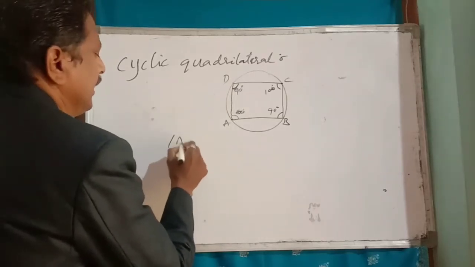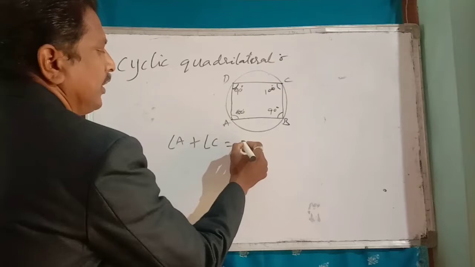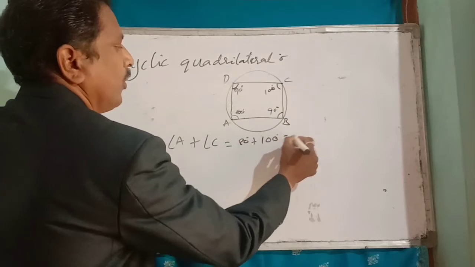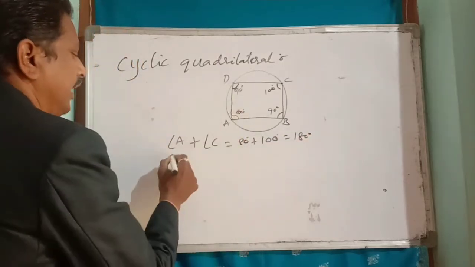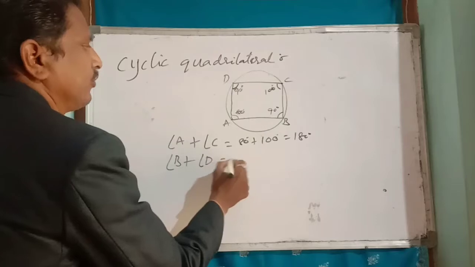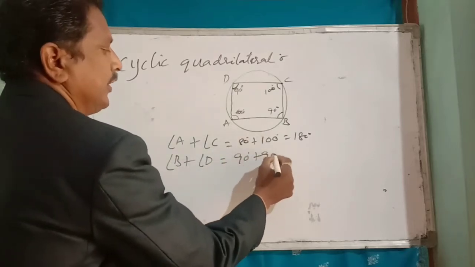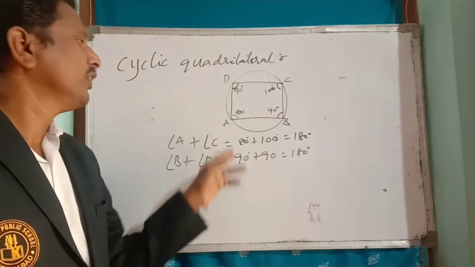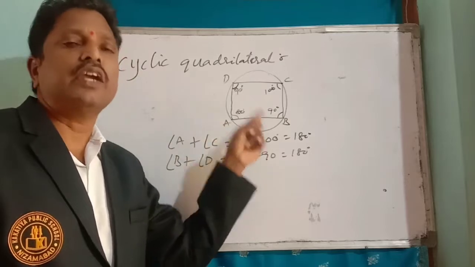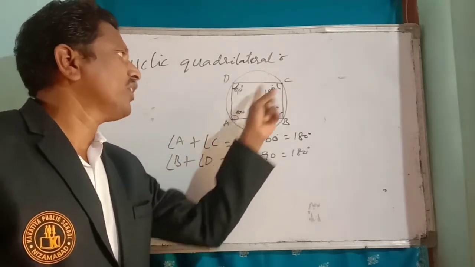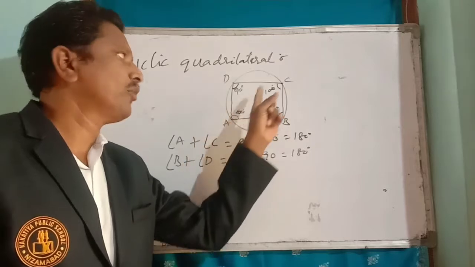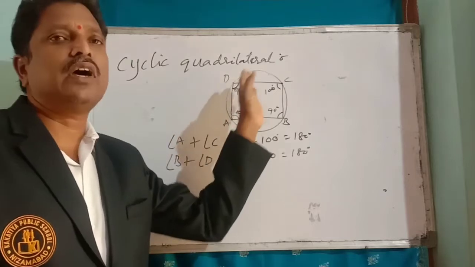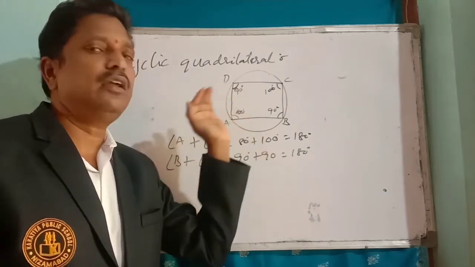Then angle A plus angle C equals what? Angle A 80 plus angle C 100 equals 180 degrees, and angle B plus angle D equals 90 plus 90 equals 180. Then what do you conclude here? If a quadrilateral is cyclic, the sum of opposite angles is 180 degrees. So it is a cyclic quadrilateral. Opposite angles are supplementary.